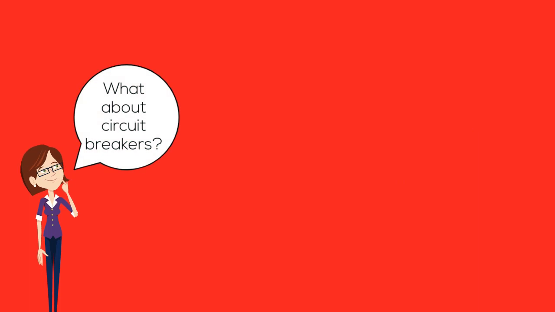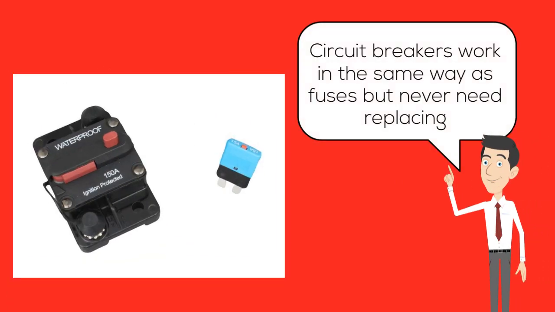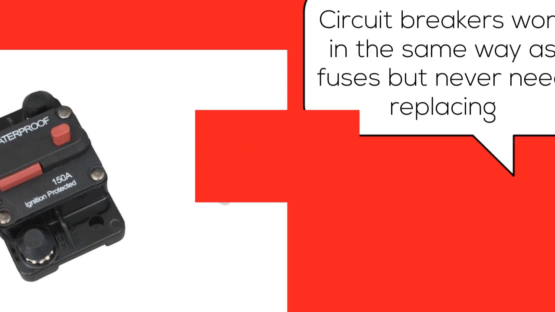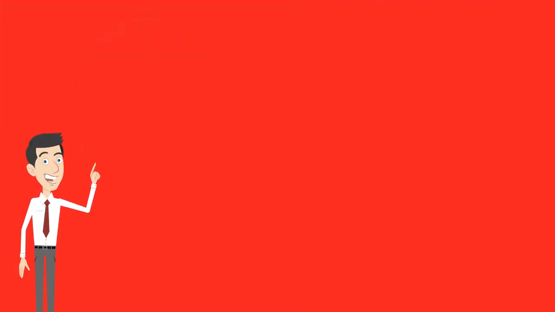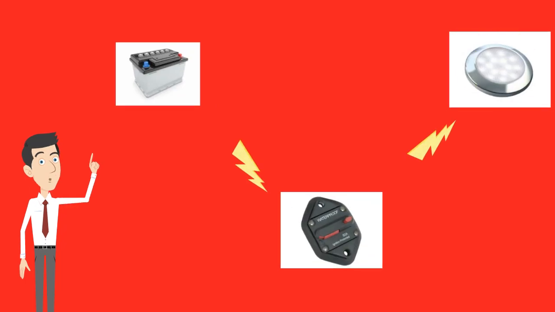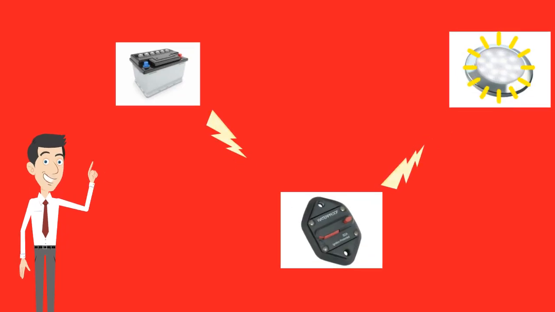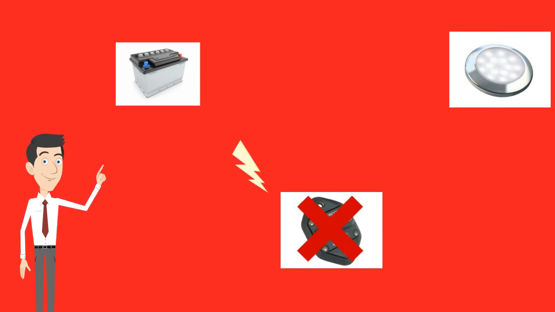Now, what about circuit breakers? Well, they work a lot like fuses, but they actually never need replacing unlike fuses. So how do they work? Well, there are two types, but they are similar in that once the trigger is triggered, either via heat or solenoid, the breaker cuts the circuit until it's reset manually.